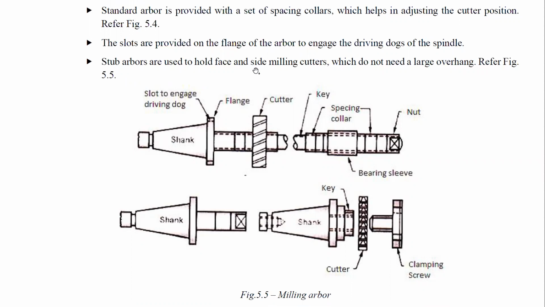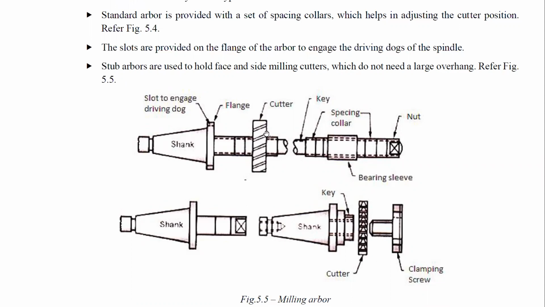The second one is another type of milling arbor. The stub arbors are used to hold face and side milling cutters, which do not need a large overhang. Here you can see the cutter is mounted in the standard arbor at the center, while in the stub arbor, here at the face with the clamping screw at the end portion, the cutter is mounted. You can see the difference between the stub and the standard. Here it is the standard and here it is the stub, on which the face and side milling cutter is mounted and does not need a large overhang, which means this length is not too much.